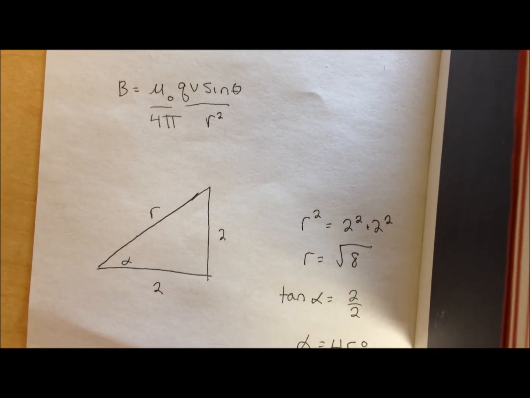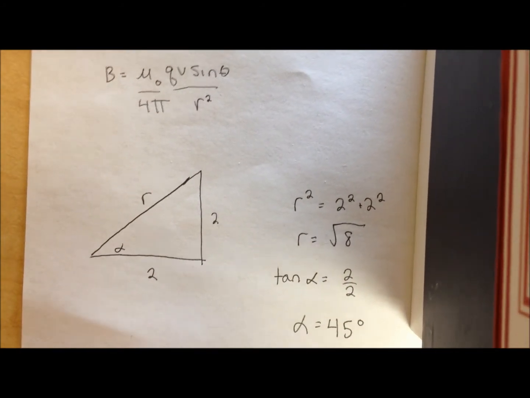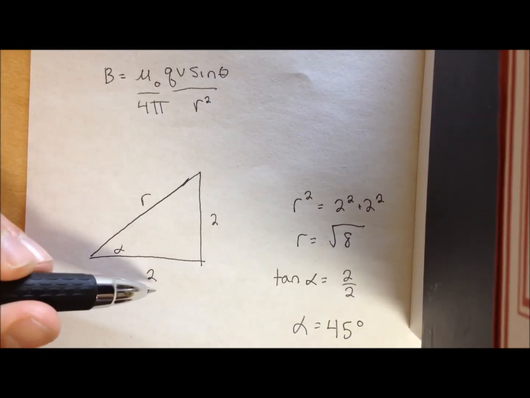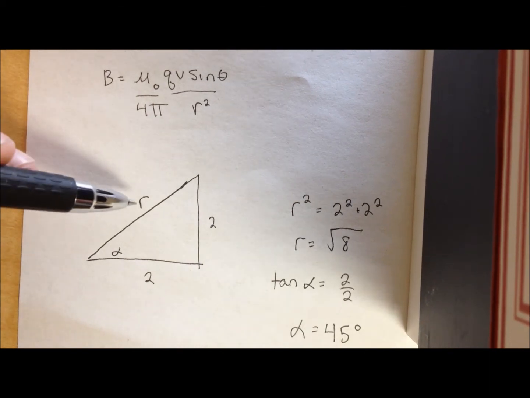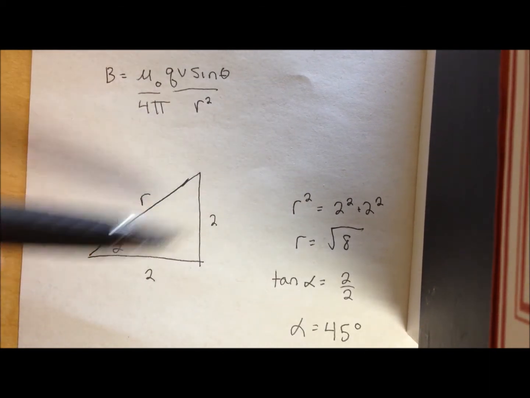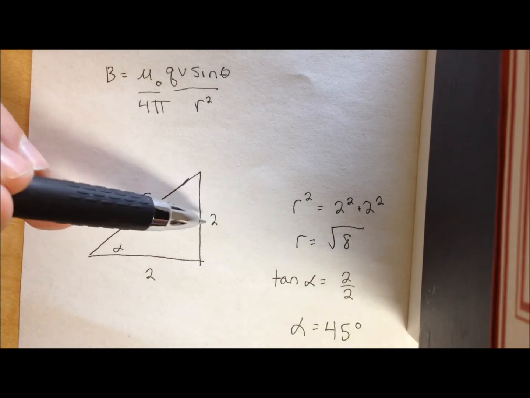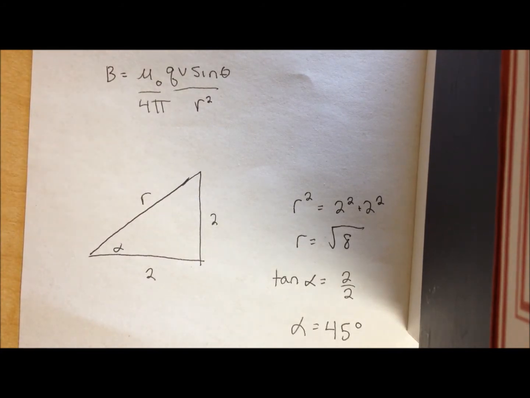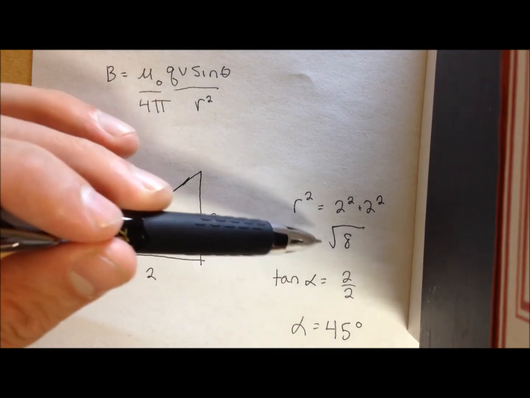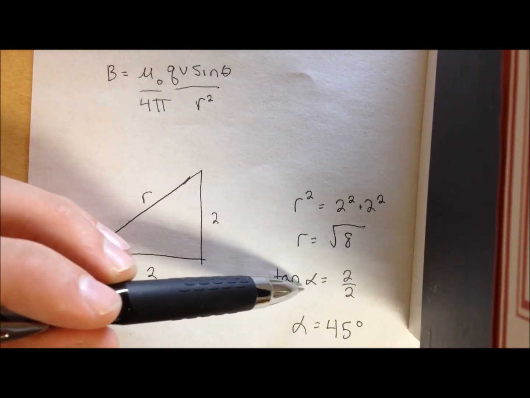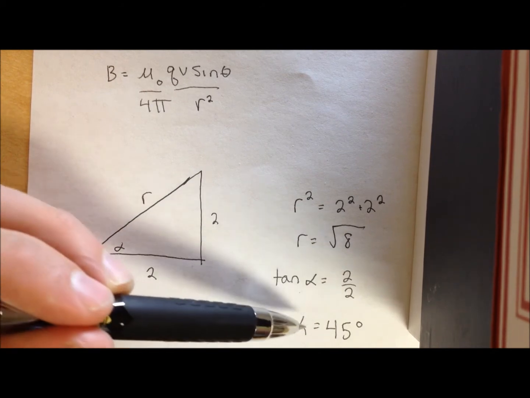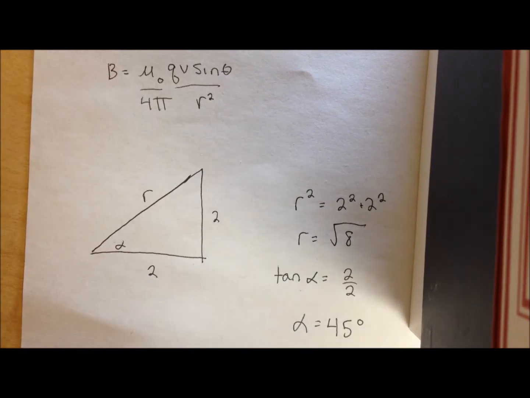Well, down here, to show my work, I made a triangle. See, if we pulled it out, we have a 2 on the bottom and a 2 on the right side, and here's this angle right here, which I labeled alpha, and here's our R value. This is our R vector. So R squared equals 2 squared plus 2 squared, and that's the Pythagorean theorem. And then we get R equals root 8, and then to find this angle, we did the tangent of alpha equals 2 over 2, which turns out alpha being 45.